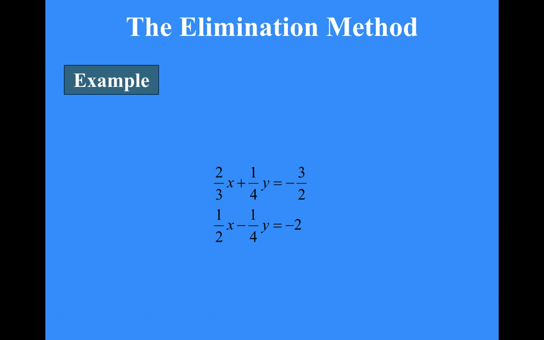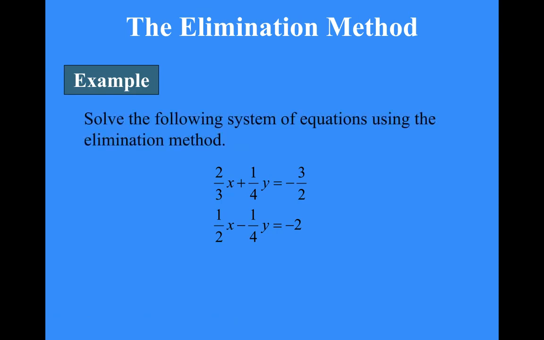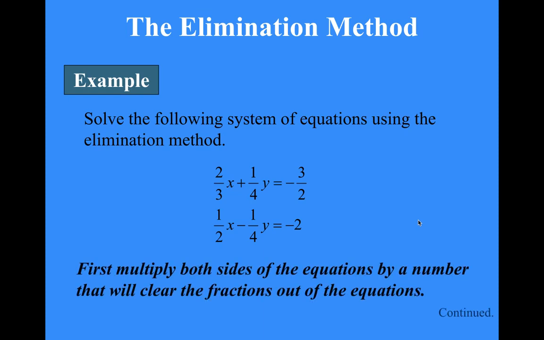Uh-oh. We have fractions. So we have to solve the following system of equations using the elimination method. Well, you could do this with fractions. In fact, you already have two opposite terms where you can get rid of your y's. If this is still freaking you out because there's fractions, get rid of them. First, multiply both sides of the equations by a number that will clear the fractions out of the equations. Okay? You can get rid of your fractions.